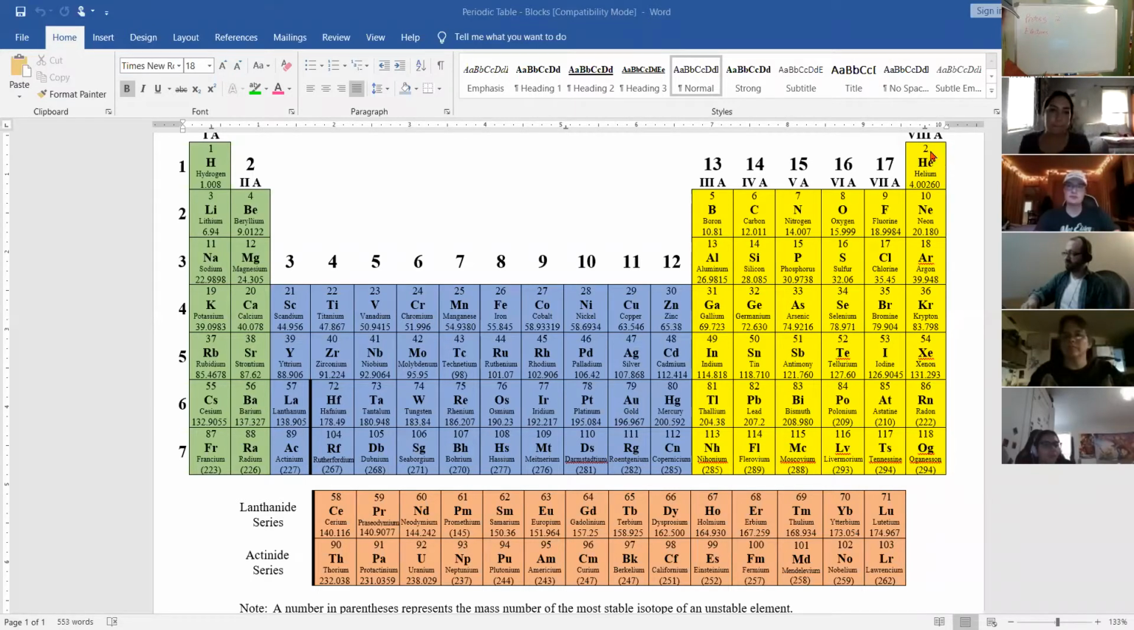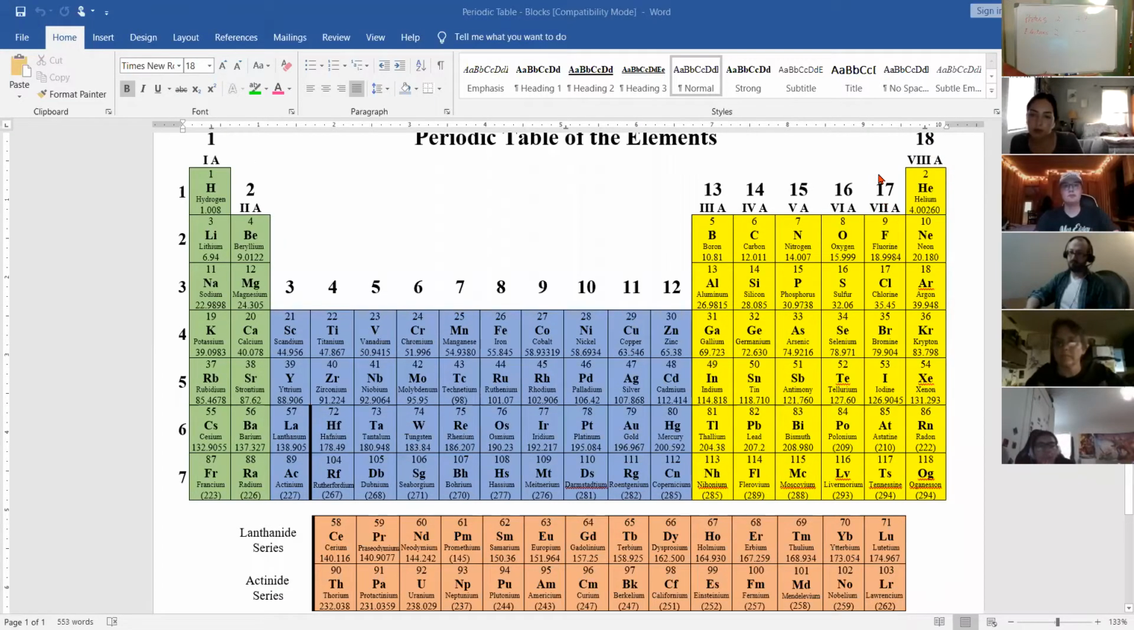Atomic number 2. If it's neutral, how many electrons does it have? 2. So we have 2 positives and 2 negatives, right? That makes it neutral. They add up to 0. Now, what Roman numeral group number is helium in?